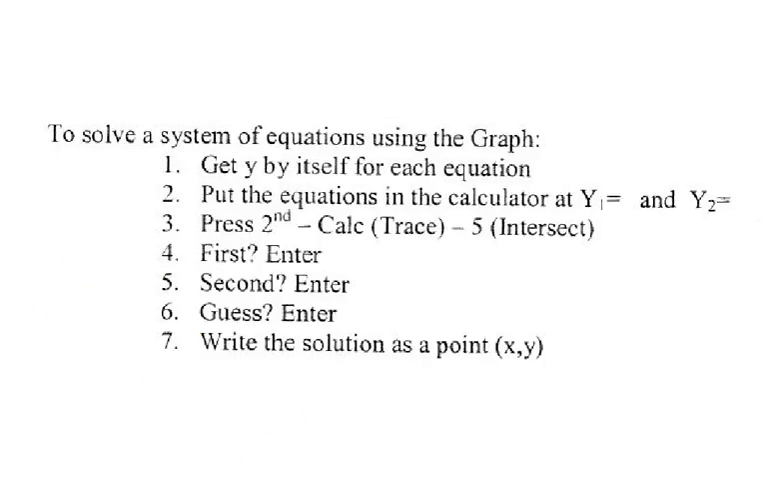You can also use the graphing feature on your calculator to solve. Once again, you get y by itself for each equation. You put the equations in the calculator at y1 and y2. You go second calc, which is your trace button up high, number 5 for intersect. Remember, we want to know where these lines are crossing. After you do second calc 5, it draws the lines. You press enter, enter, enter, and it's going to give you the solution down at the bottom.